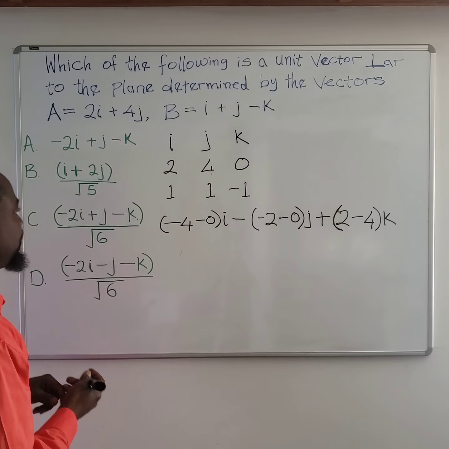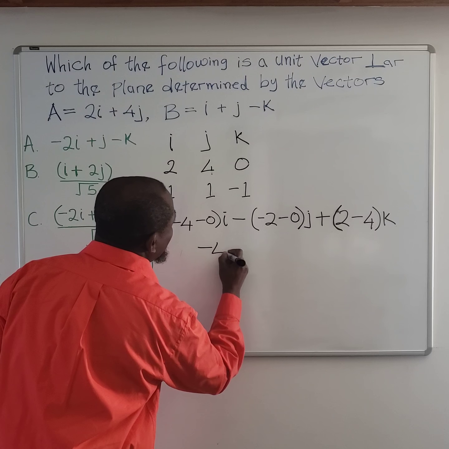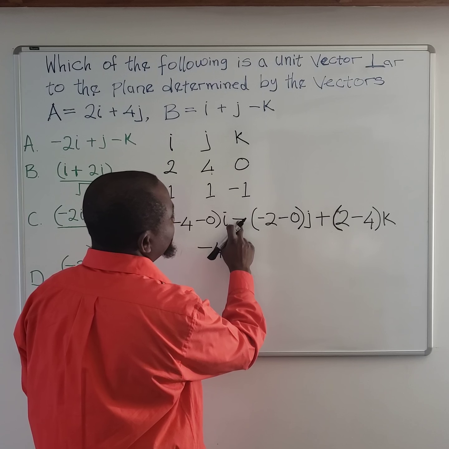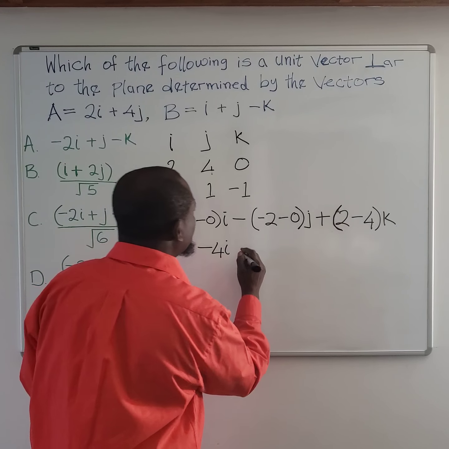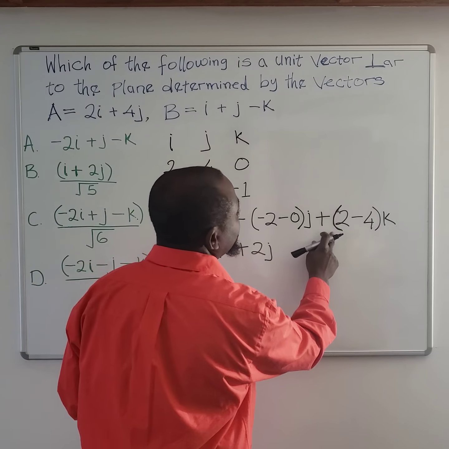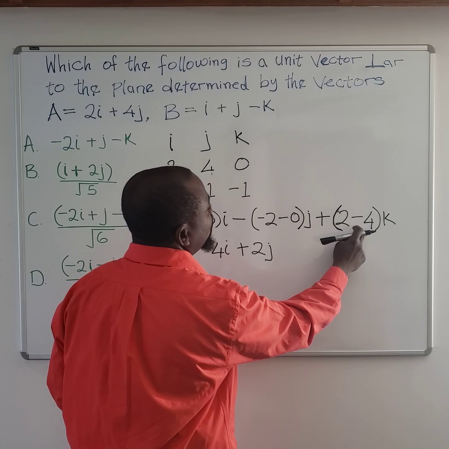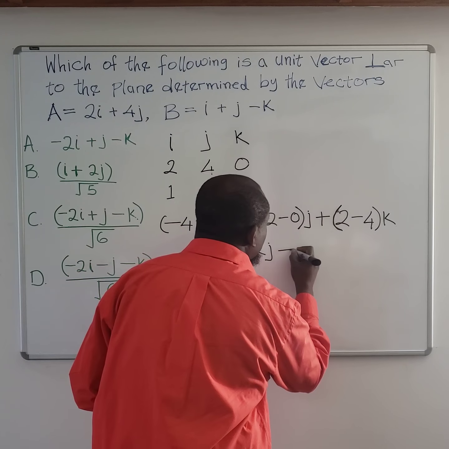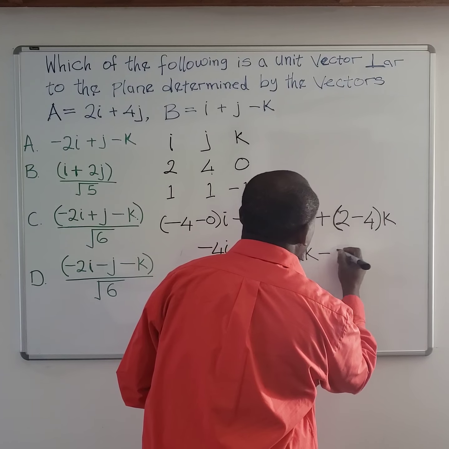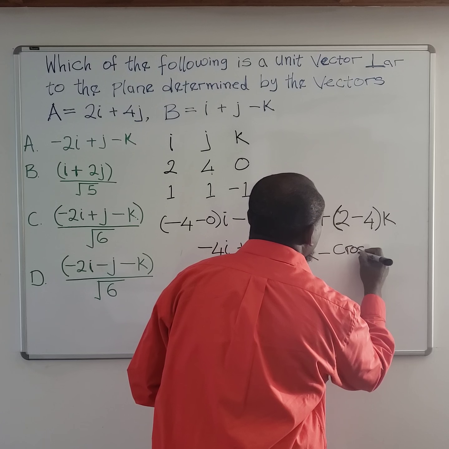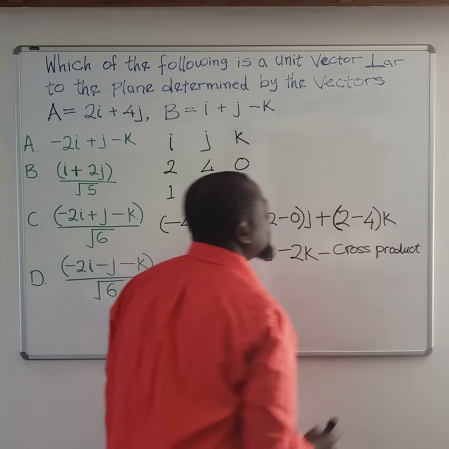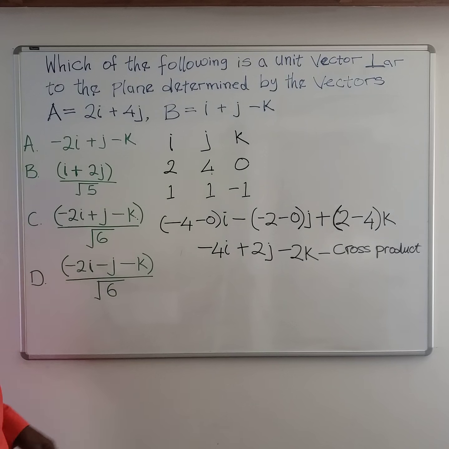So when you simplify this, you are going to have -4i, so this goes out. This one here, there's a negative here and there's a negative here, so that becomes plus 2j. All right, here we have +2 and -4. You're going to have -2k. Okay, so that's your cross product of the two vectors.